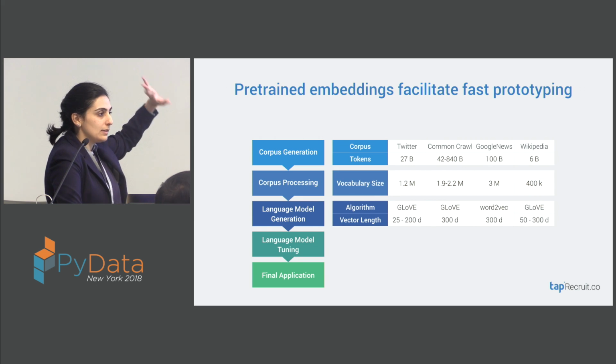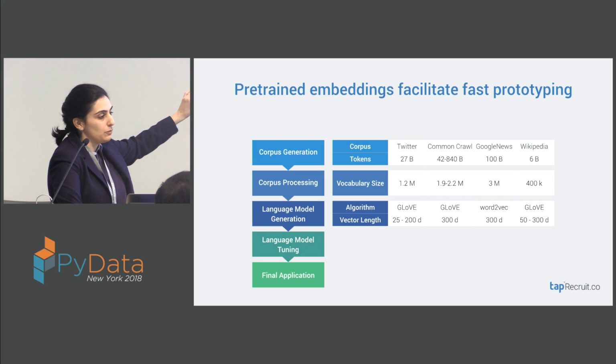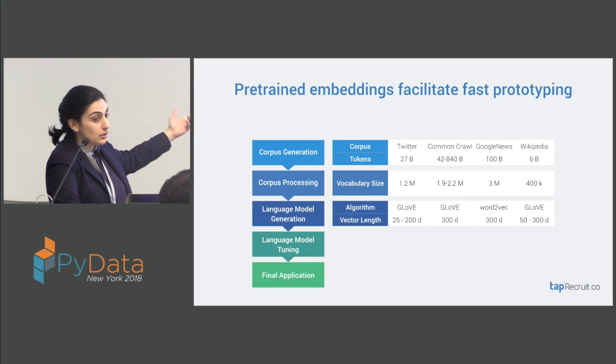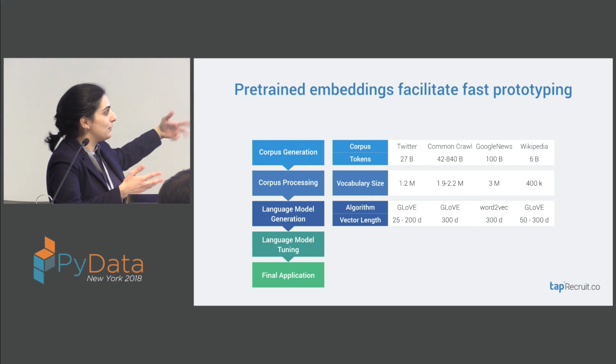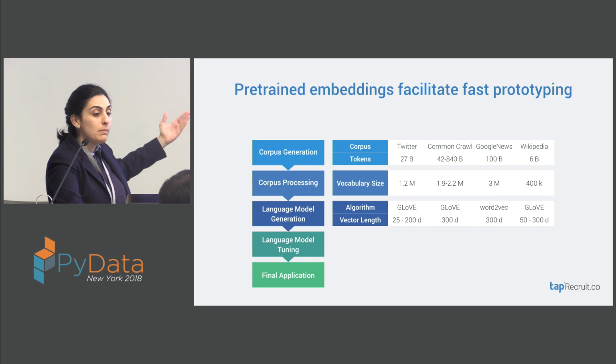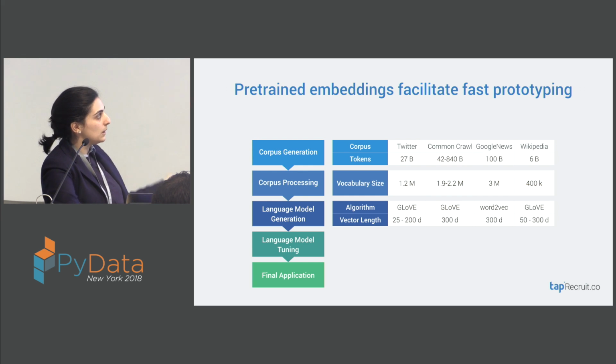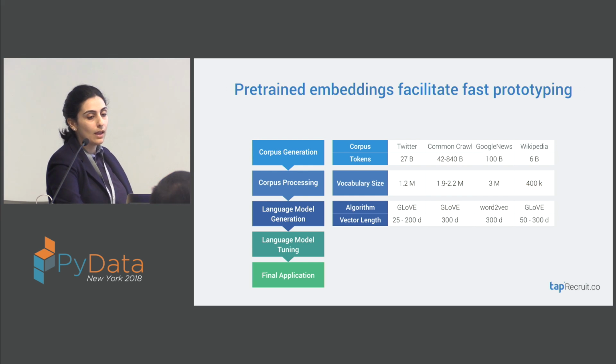This whole process on the left-hand side of a typical language model generation can take months. So what's been amazing is that when people have published these embedding models, they've made freely available a lot of pre-trained word embeddings. These word embeddings have been trained on different corpuses with different algorithms and different types of vocabularies. And this is very important for those of you who aren't as familiar with natural language processing.